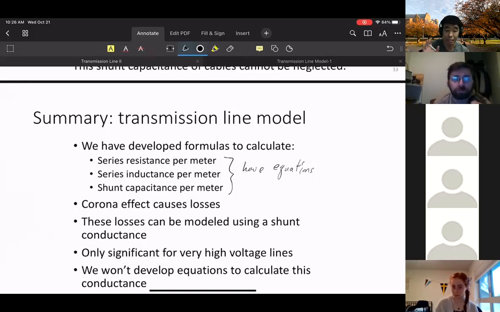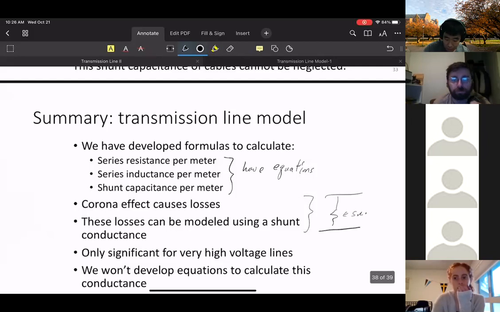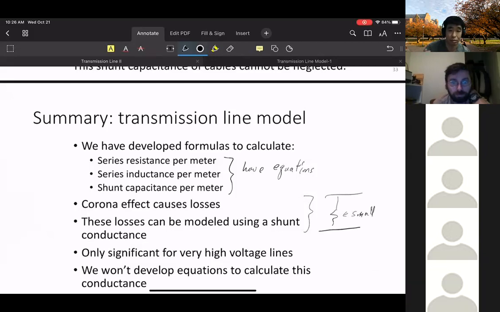For most lines you see, the impact of this shunt resistor or shunt conductor is typically small, and we'll ignore it most of the time. You won't see lines where the voltage is so high that this value will make a difference to any calculations you do later. We'll just sweep it under the rug most of the time, and if we really need it, we'll just give some value. We won't make an equation, because the equation is complicated and the value will be a tiny number anyway at the end of the day. So this is our summary: we have the per meter models, and we can do per meter calculations.